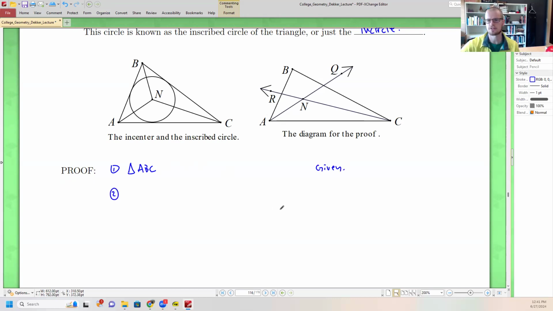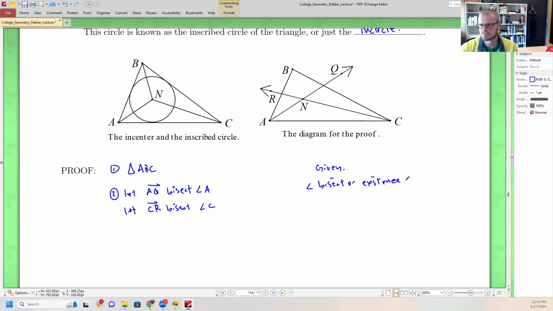The next thing that we want to consider are two of the bisectors. So we're going to consider the bisector of A and the bisector of C. So we're going to let AQ bisect angle A, and we're going to let CR bisect angle C. And this, of course, we know because of the angle bisector existence theorem, and that would be theorem 11.8 if you would like to go find it. It's good to know where these things came from.